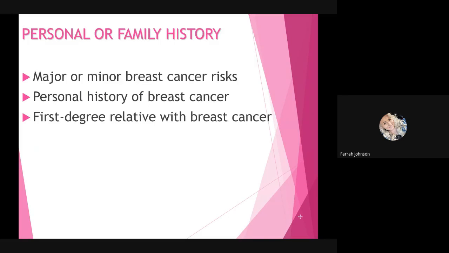Okay, so personal or family history. You want to notate the major or minor breast cancer risks in the personal history of breast cancer. A first degree relative with breast cancer is a major breast cancer risk. So, for example, biological mom, sister, those are the most concerning breast cancer genealogic type risk factors that exist. So, you want to make sure you ask, do you have any family history of breast cancer? If they answer yes, you want to ask, okay, who in your family and at what age were they diagnosed?